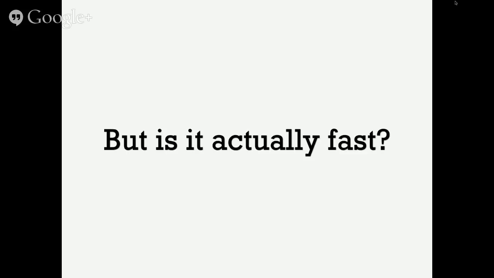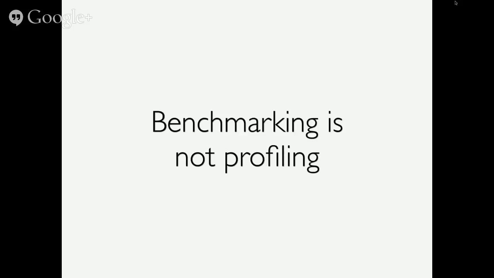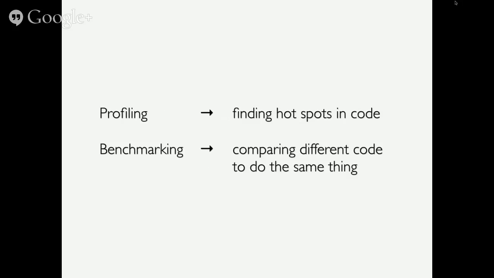So the next question I had, having written this, which I thought was faster, but I don't want to just sort of believe that it's faster. I want to actually show that it's faster. So the first point to make is people probably already know this. Benchmarking is not profiling. So when we are profiling, we're looking for hotspots in the code. So we're saying, well, of this code, where are the hotspots? Where is the time being spent? How can I fix those and optimize those? When we're benchmarking, we're comparing how do these two different pieces of code compare.